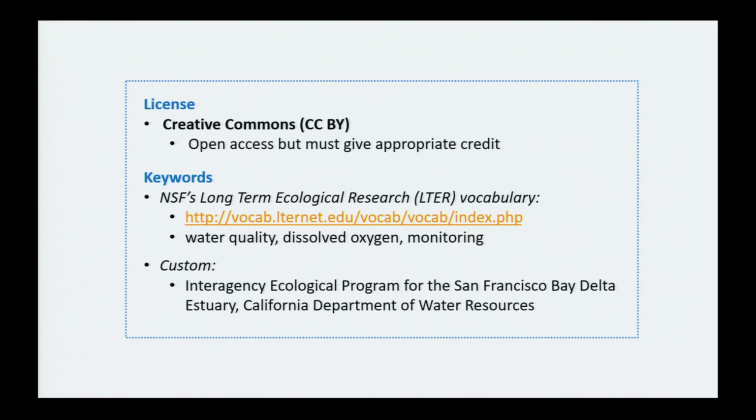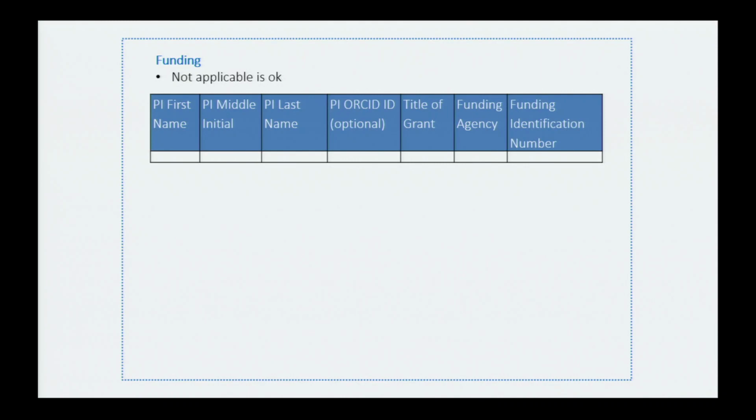And then with that, you can create your own custom keywords. So we have the Interagency Ecological Program for the San Francisco Bay Estuary, and then for our agency, the California Department of Water Resources. There is a spot for funding. If you choose not to disclose your funding, that is okay. A lot of these fields can be optional if you do not want to disclose it. But if you do, you can say the title of the grant you have, the agency you got it from, and any other additional information.